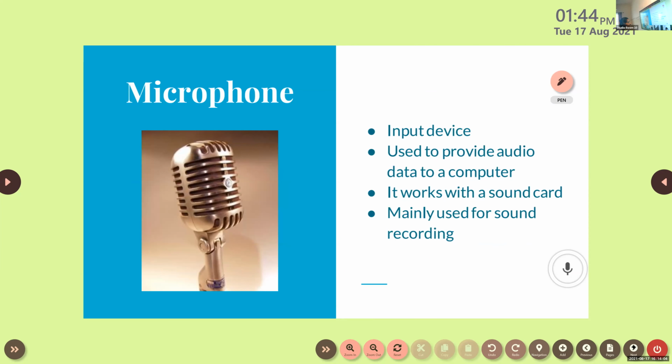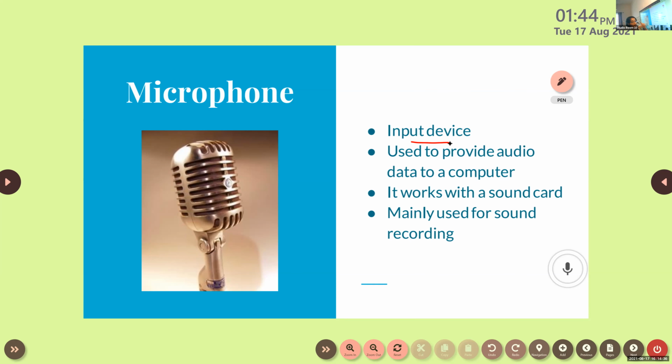What is this? Microphone. It records the sound. First, it is an input device, right? It is a device used to provide audio data to a computer. So if we want to give audio data to a computer, we will use a microphone, isn't it?